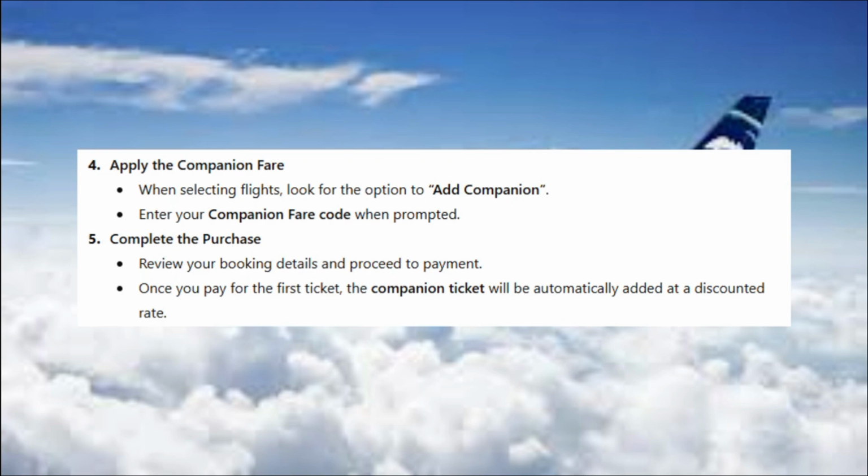Now complete the purchase. First review your booking details and proceed to payment. Once you pay for the first ticket, the companion ticket will be automatically added at a discounted rate.